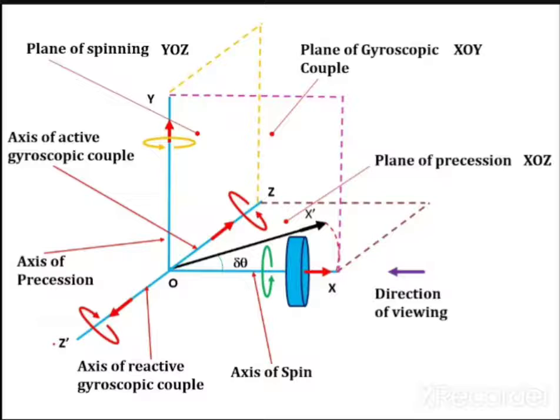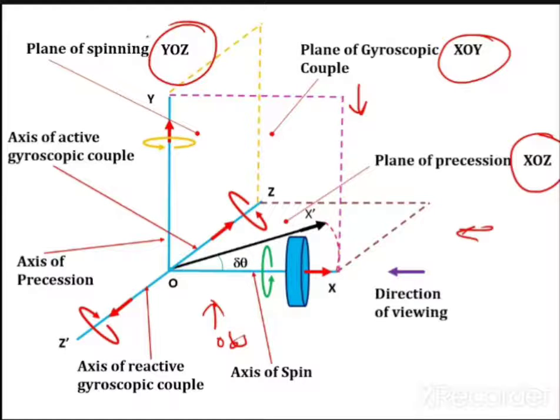Okay. Is it clear? You are the observer. If you want to see this body spinning, you have to come here. If you want to see the axis turning about OY, you have to come here. If you want to see the effect of gyroscopic couple, you have to come here. That is, you have to look at this plane. So these planes are very, very important, guys. You have to remember these planes. I hope it is clear to you.